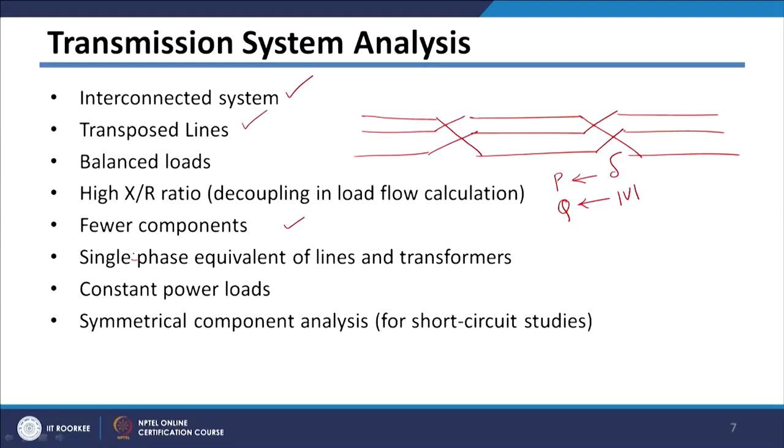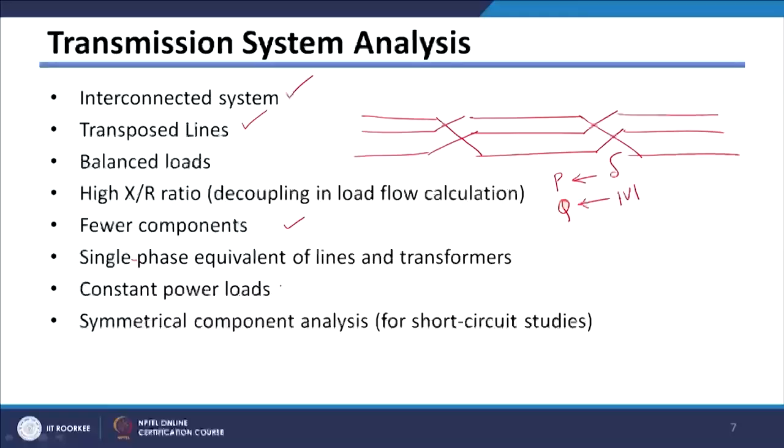Because of that, we have not considered any individual connections of the transformers. I mean, even if it is a delta star or star star or delta delta transformer, we modeled it as a single phase equivalent of them. Then the loads which we have modeled in the transmission system, we have considered them constant power loads. Means voltage dependency of the load we have not considered.